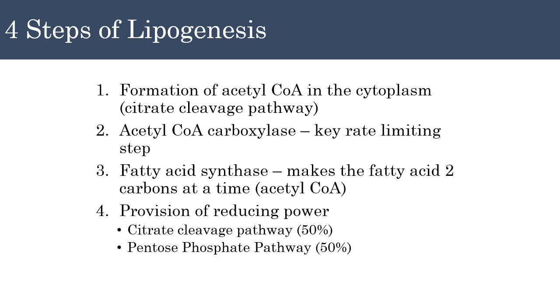As mentioned before, acetyl CoA is mostly formed in the mitochondria. So the first step would be the formation of acetyl CoA in the cytoplasm. This is performed using a citrate cleavage pathway, which we are going to go through shortly. We also need to control the rate limiting step, which is acetyl CoA carboxylase. This enzyme makes malonyl CoA, the first step of the synthesis of fatty acids. Then we have the next step, fatty acid synthase. This makes fatty acids 2 carbons at a time using acetyl CoA. And finally, we need a provision of reducing power through NADPH, which can be supplied 50% through the citrate cleavage pathway and 50% from the pentose phosphate pathway.